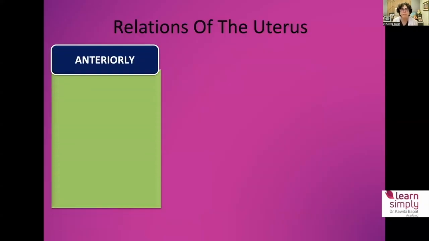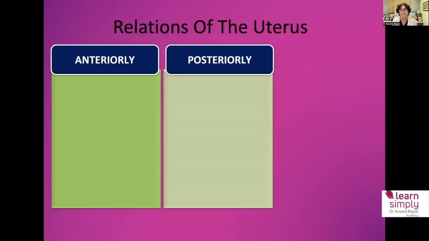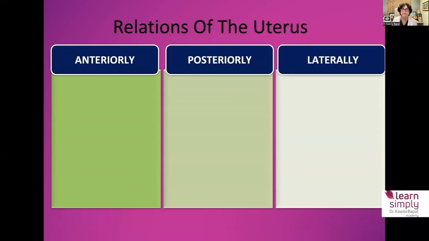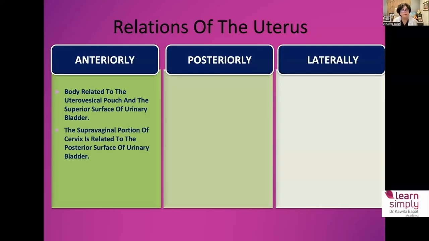Now, what are the relations of the uterus? What are the relations anteriorly, posteriorly, and laterally? Because while doing surgery, if our anatomical knowledge is perfect, we know what is anterior, what is posterior, how we are going through, how we are going to cut, and how we are going to deliver. It's very, very important. Anteriorly, the body is related to the uterovesical pouch and the superior surface of the urinary bladder. The supravaginal portion of the cervix is related to the posterior surface of the urinary bladder, and the vaginal portion of the cervix is related to the anterior fornix of the vagina.